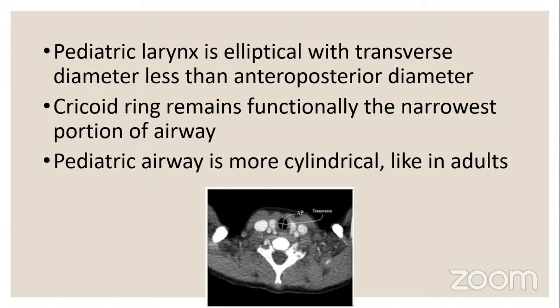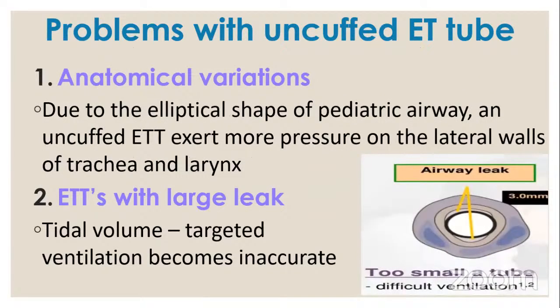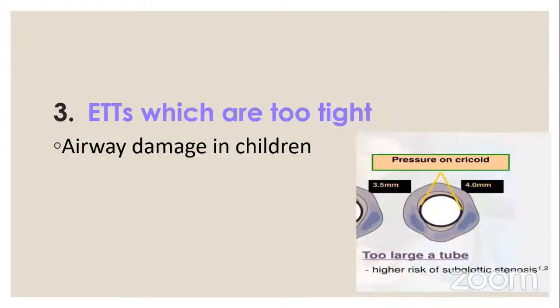The problems which arise with the uncuffed endotracheal tube: the first one is anatomical variation. Due to the elliptical shape of the pediatric airway, the uncuffed endotracheal tube can exert more pressure on the lateral walls of the trachea and larynx. The second problem is endotracheal tubes with a large leak, where tidal volume targeted ventilation becomes inaccurate. And endotracheal tubes which are too tight are another problem, which may lead to airway damage in children.